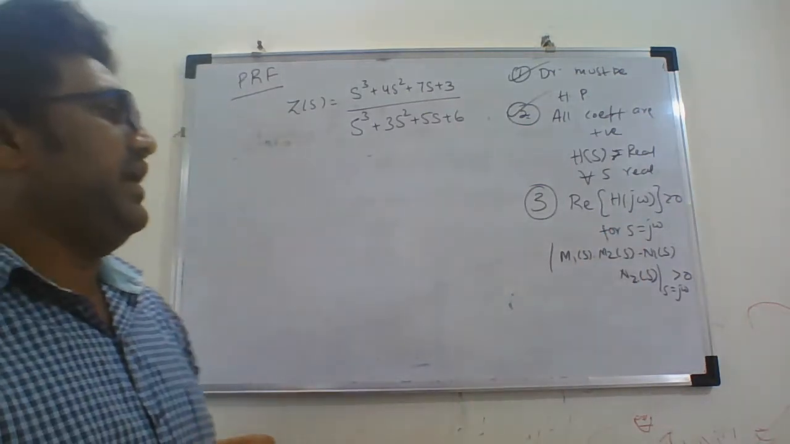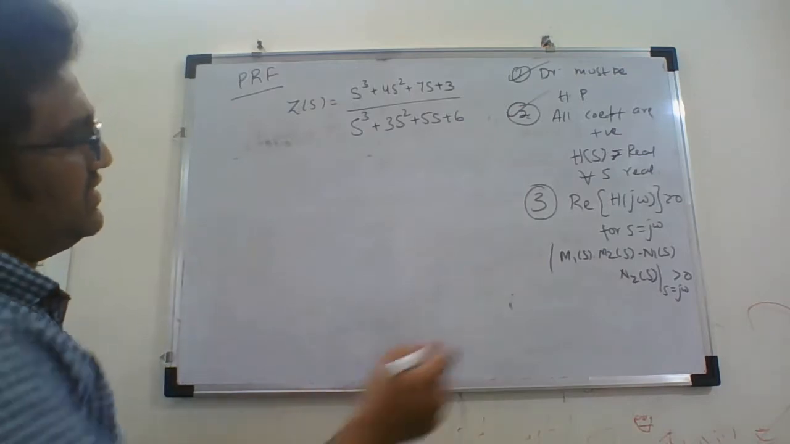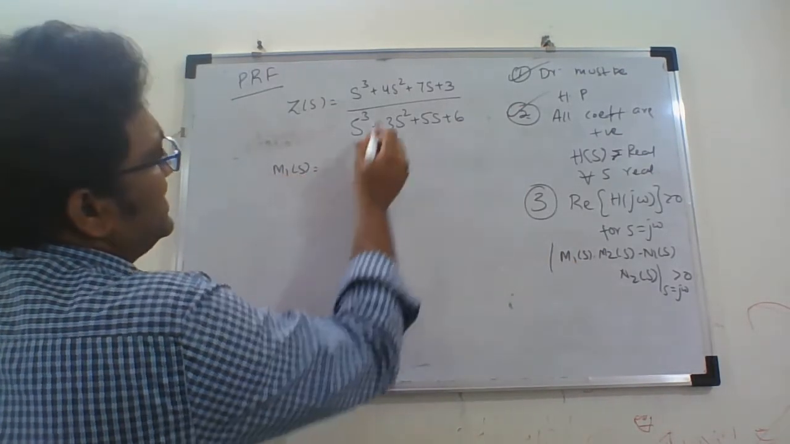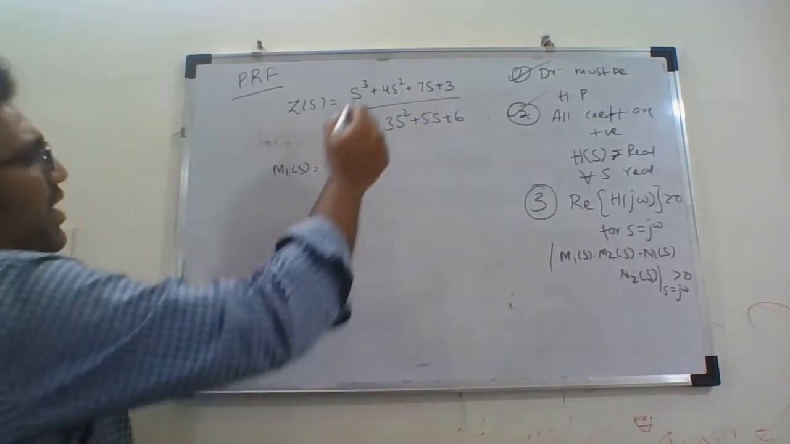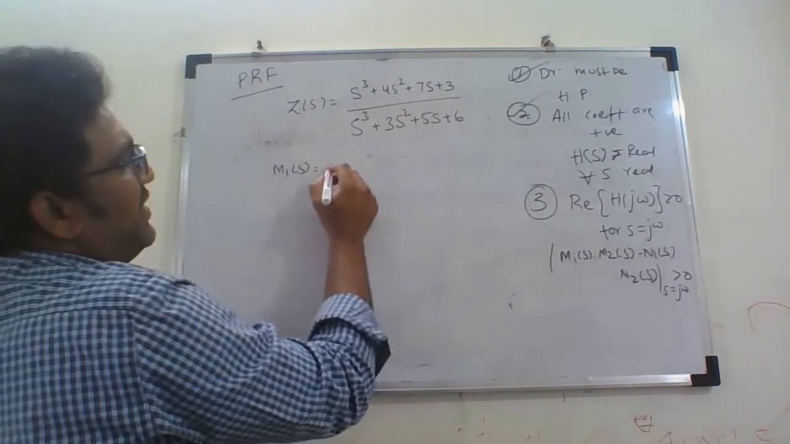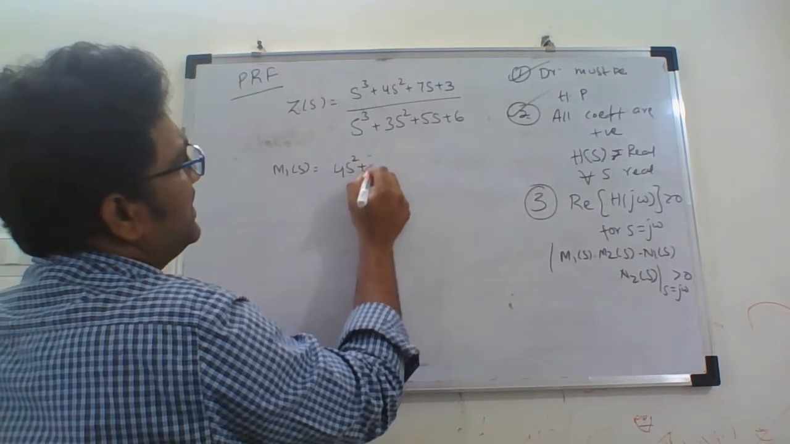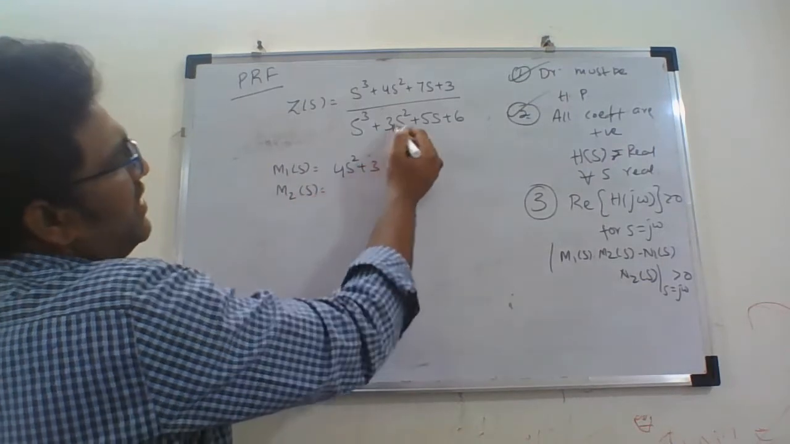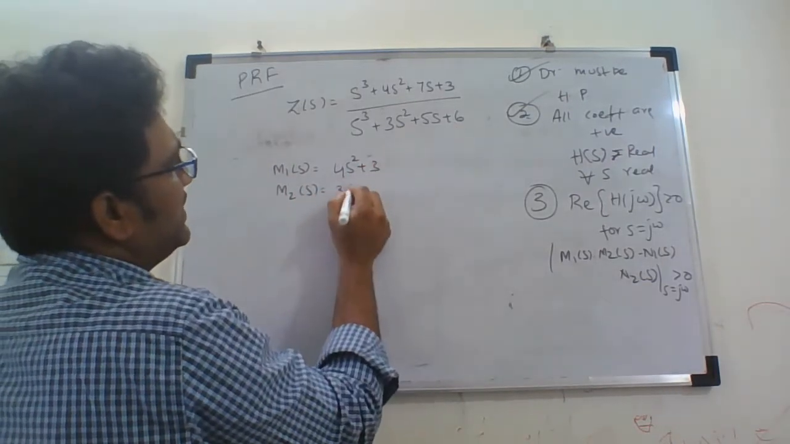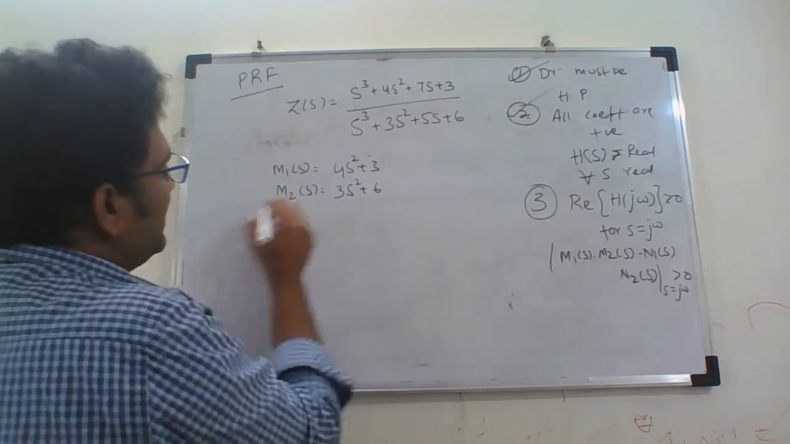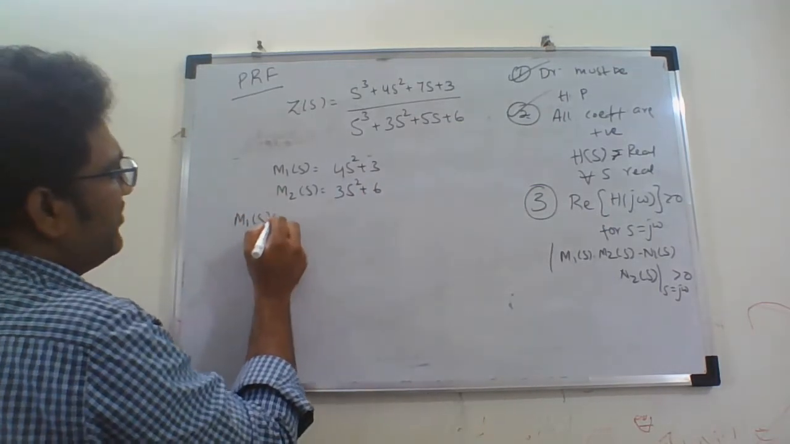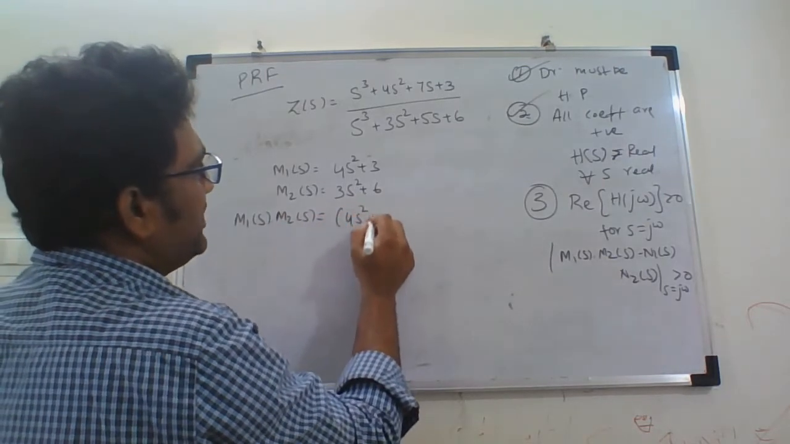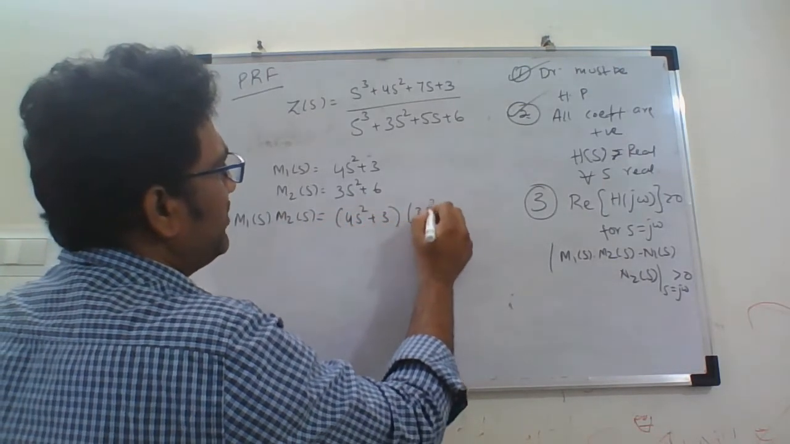So let us verify this condition. What is this thing here? m1 of s is the even polynomial of the numerator, so that is 4s square plus 3. And m2 of s is the even polynomial of the denominator, that is 3s square plus 6. Now let us multiply this. m1 of s into m2 of s is equal to 4s square plus 3 into 3s square plus 6.